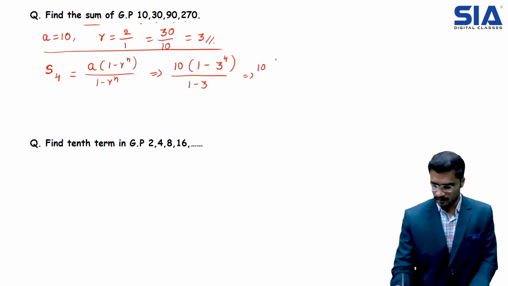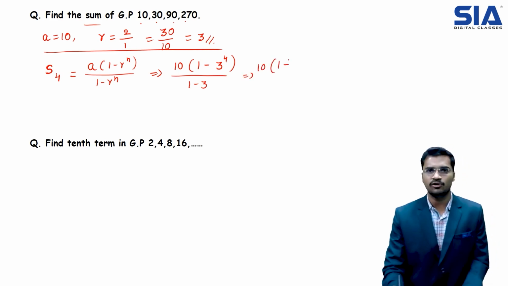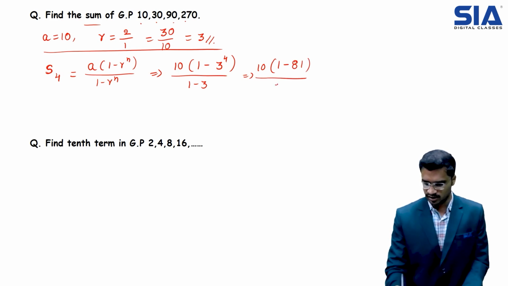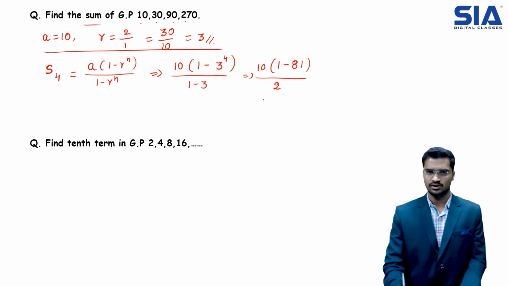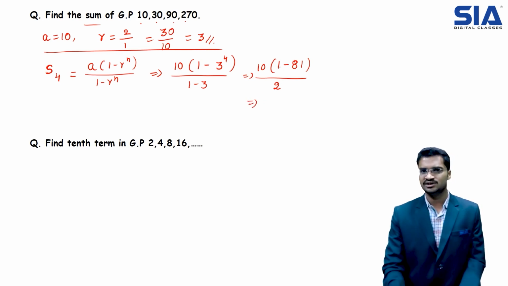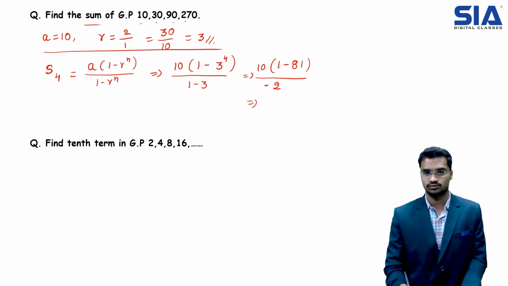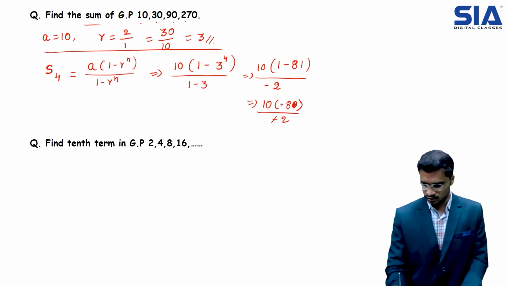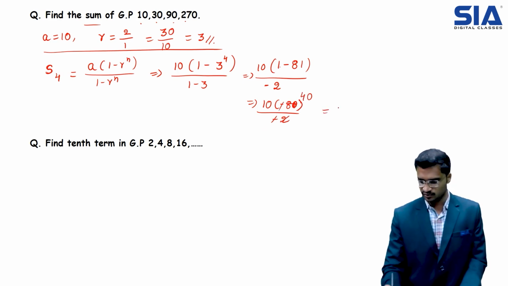So 10 multiplied by 1 minus 3 to the power of 4, which is 81, divided by 1 minus 3, which is minus 2. So 1 minus 81 is minus 80. In the denominator we are getting minus 2 and in the numerator we are getting 10 into minus 80, so 10 into minus 80 by minus 2. So the 2 gets cancelled, 2 4s are 8, so that is 80 into 5. So the sum is 400.